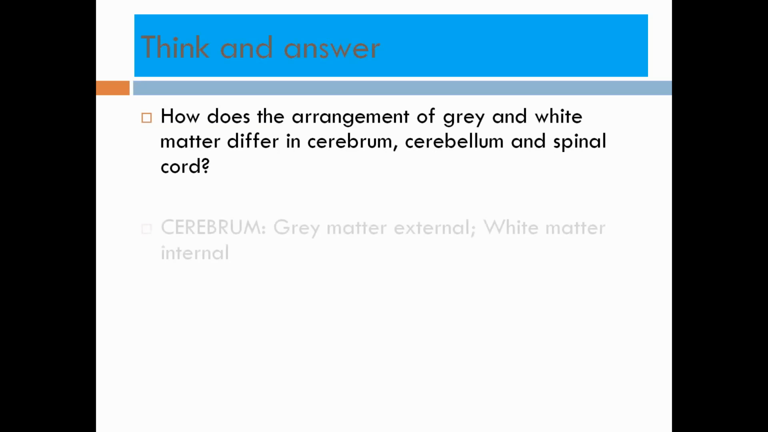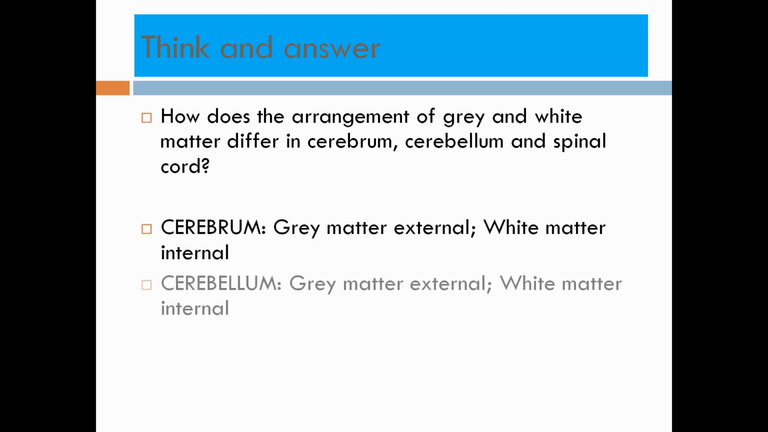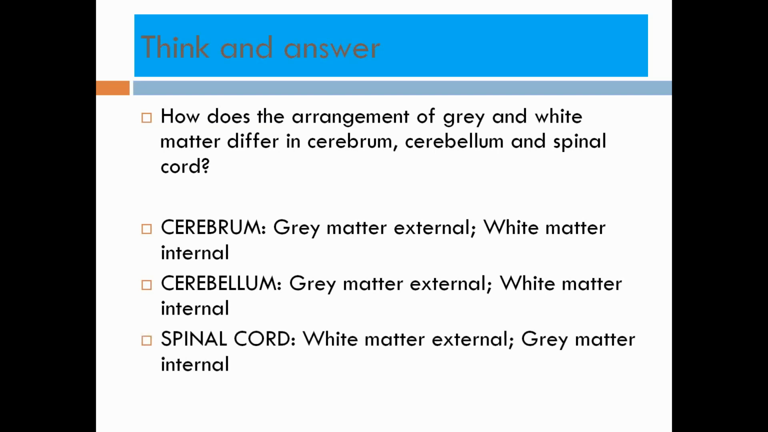So you might have thought that in the cerebrum, as well as the cerebellum, the gray matter is placed outside and the white matter is internal, whereas the spinal cord is the exact opposite of this. The gray matter is in the center, whereas the white matter is placed externally.